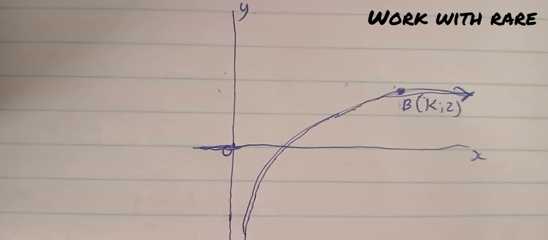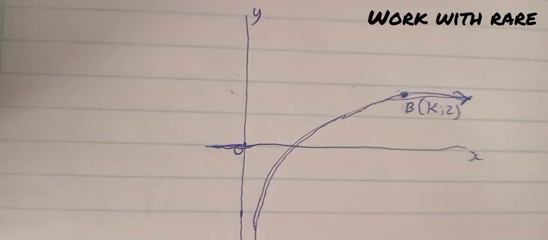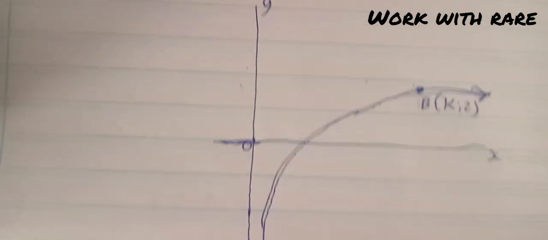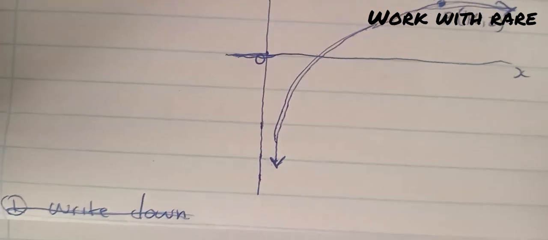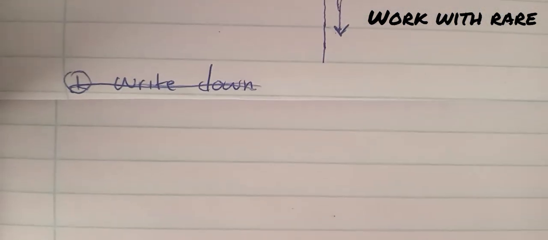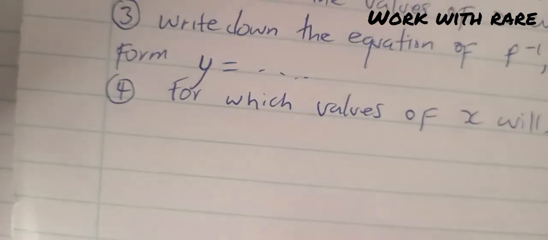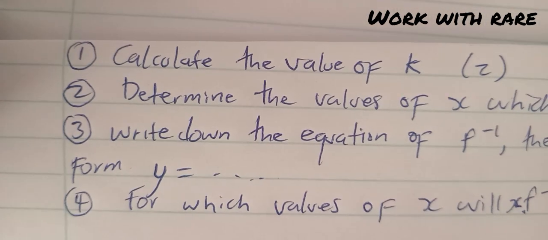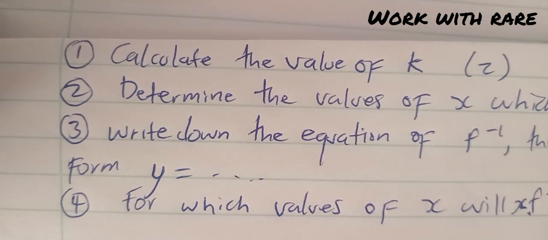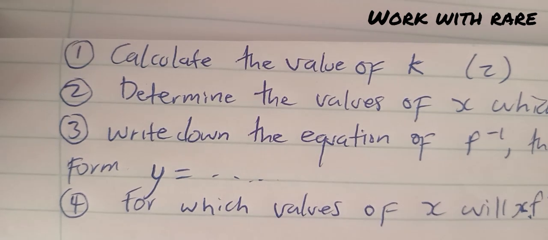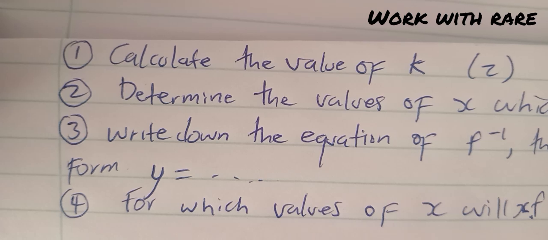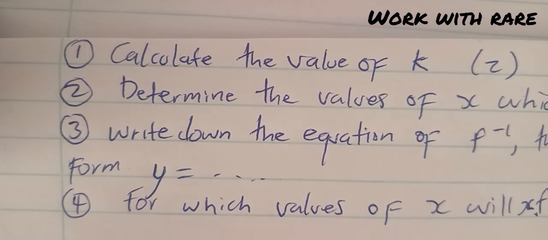So let's get straight into it. Let's check question 1. Oh, I folded my paper. Question 1 says calculate the value of k. You see, k is unknown. Remember, it is from the value of B. Let me show you this well.